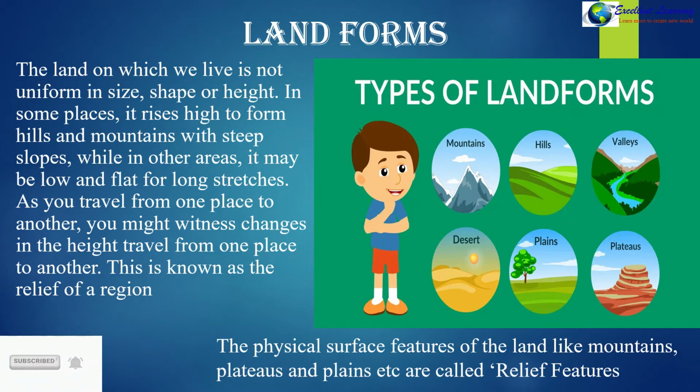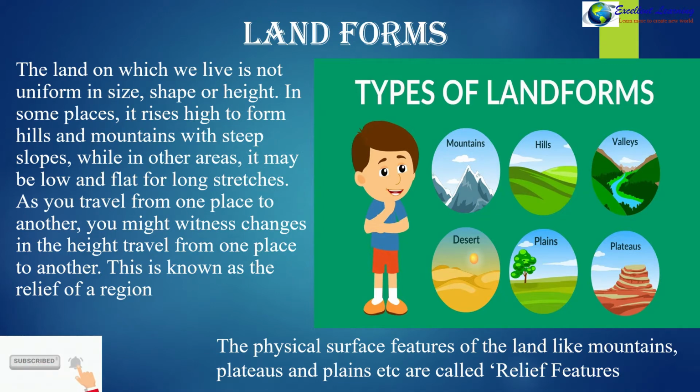Children, there are different types of landforms. On the land on which we live, we will find different landforms like mountains, hills, valleys, deserts, plains, and plateaus. And let us see what is meant by a landform.